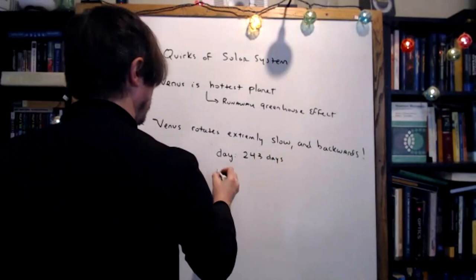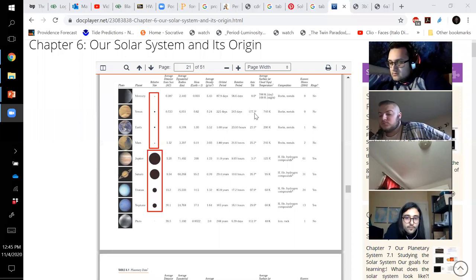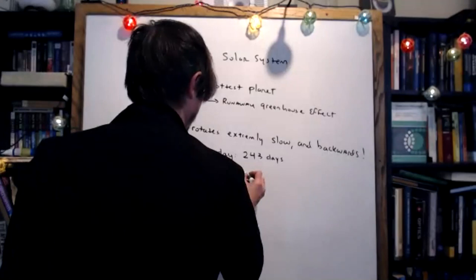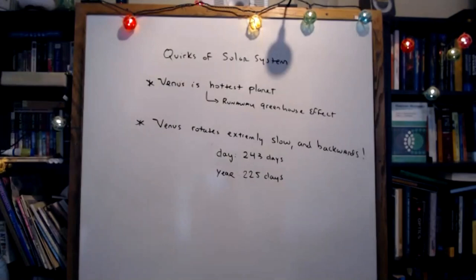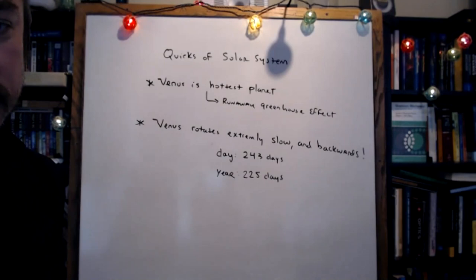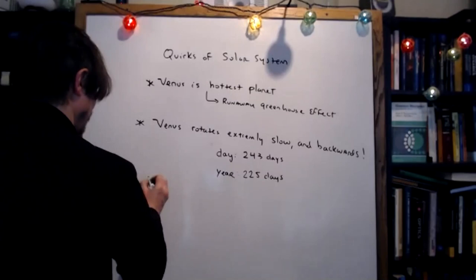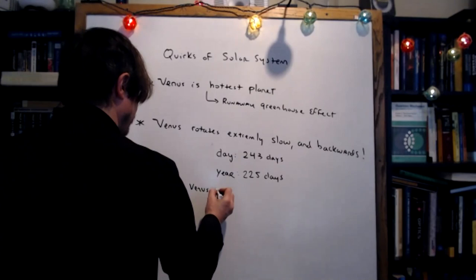But the length of a year on Venus, unfortunately, a Venusian year, they put this in years, is 0.7. Wait, let me try that again. Oh, yeah, no, they put it in days. But the orbital period, a year, is 225 days. What does that mean, class? Its day is longer than its year, which is wild to think about, right? A day on Venus is longer than a year.